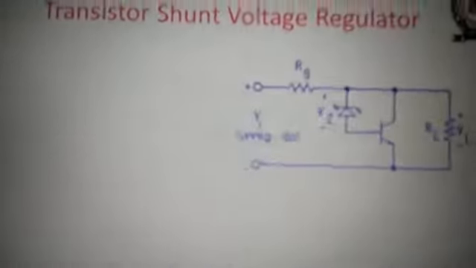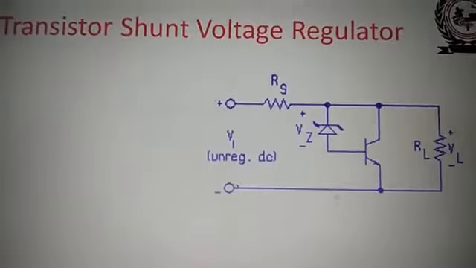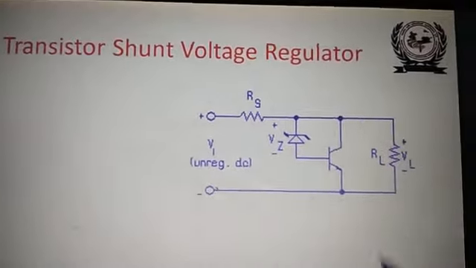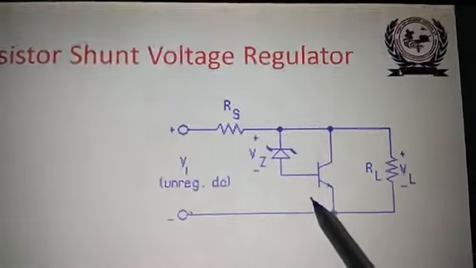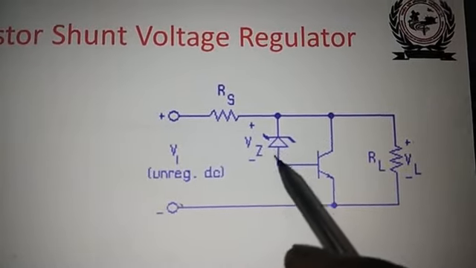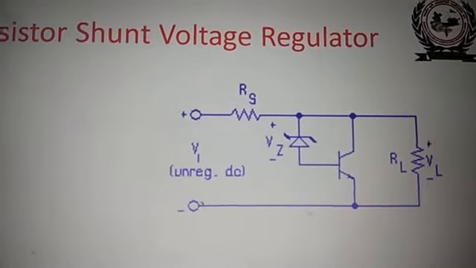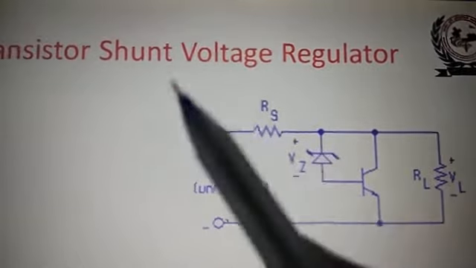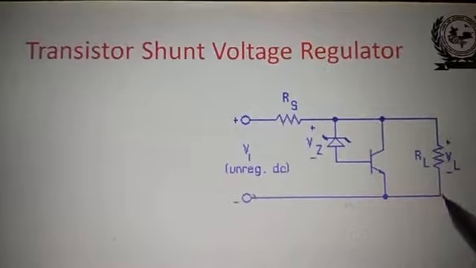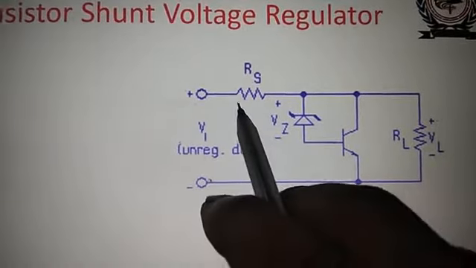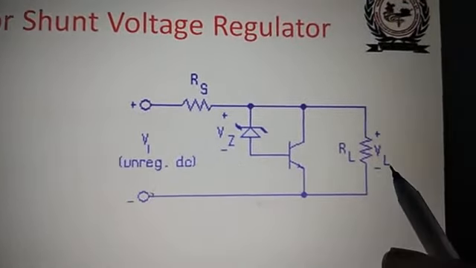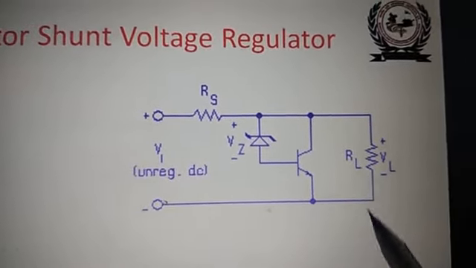Now this gives the transistor shunt regulator, where this transistor is in shunt with the input and output. You can see here, this transistor is in shunt and this is the reference voltage Vz, which is used for the biasing also. Again, this is a Zener regulator with a transistor in shunt, and therefore it is called as transistor shunt regulator. This is source resistance, unregulated input voltage, and here you will get the output voltage regulated.